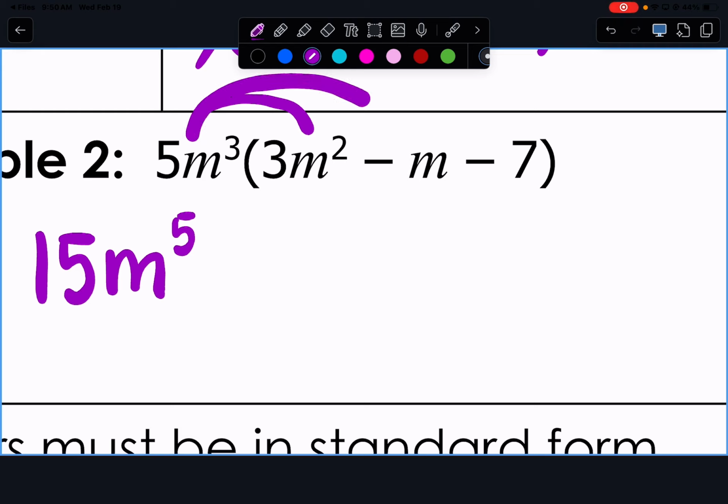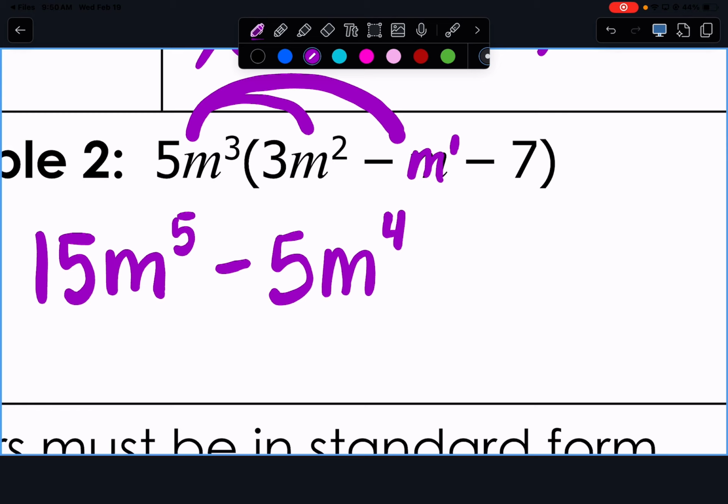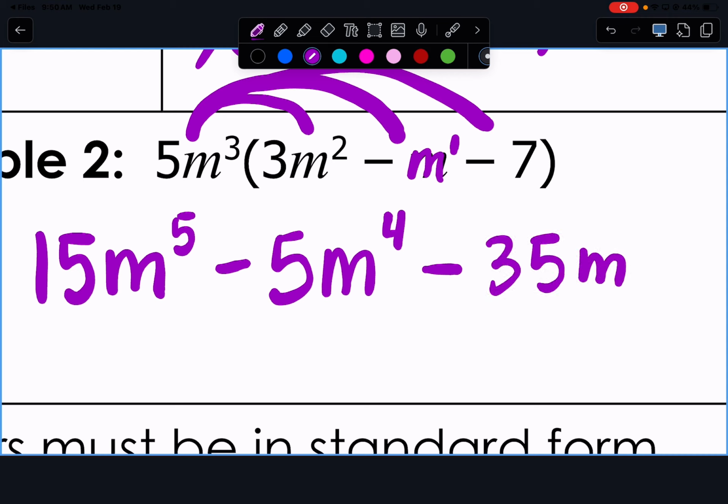Then we're going to do the same thing here. What is my next term going to be? What is the exponent on this m? Yep, so we have to add those, so we get 4. And then last but not least, what are we going to have? Five times negative 7 would be... Now, does this one have an m on it even? It doesn't, right? So there's no m, so we just bring down m to the third.